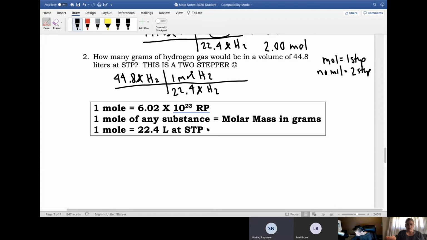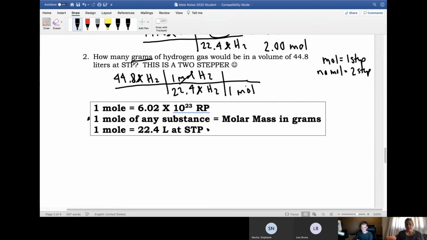I cancel out liters. Now at this point in the problem, I am in moles, but I have to keep going because they are asking for grams. So now in moles, I need to go from moles to grams. So now I have to use this second equality. I have to decide who's going to go on the top, who's going to go on the bottom. 1 mole is on the top, so guess who has to go on the bottom?